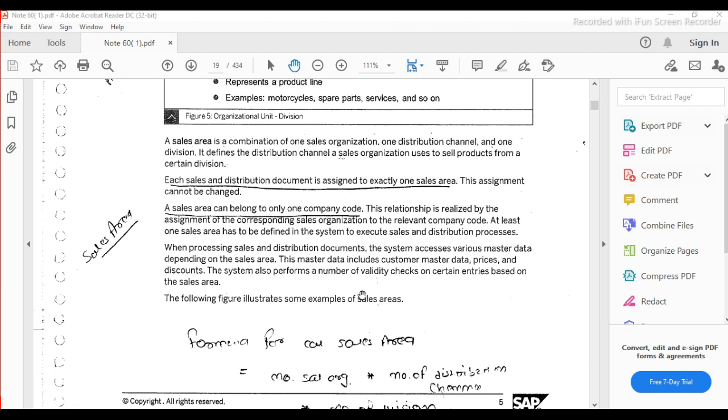Suppose I have maintained the customer master for sales area 1010 00. Then if you are going to create a sales order for sales area 2020 00, the system will not allow you to create the sales transaction. Why? Because this master data does not belong to sales area 2020 00; it is maintained for sales area 1010 00. This is the meaning of the validity check.